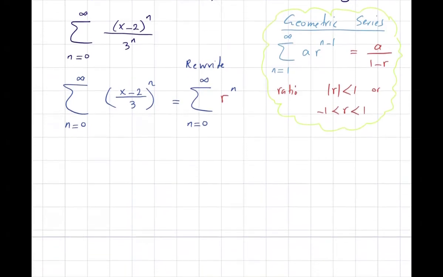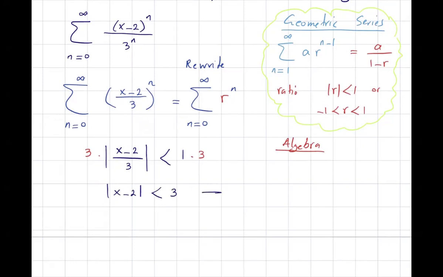Your r is x minus 2 divided by 3. Put it inside absolute value, set it less than 1. We're going to do a little bit of algebra here, everyone. Since the absolute value of x minus 2 divided by 3 is less than 1, if you multiply both sides by 3, then you can cancel out the denominator. The absolute value of x minus 2 is less than 3. It means that x minus 2 is bounded between -3 and +3.